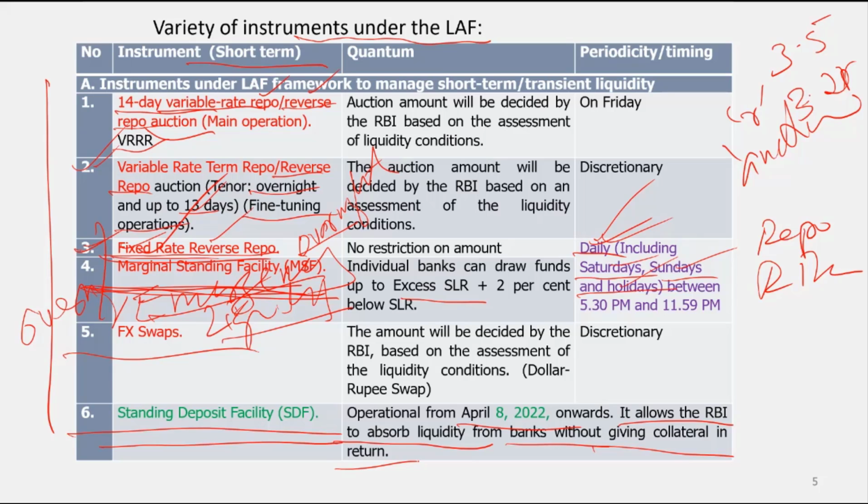That means if the central bank, the RBI, is taking deposits from the banking system, since banks have excess liquidity, in return the RBI will not give any treasury bills or any other securities. Okay, that is the significance or uniqueness of the standing deposit facility. That feature we will discuss soon.